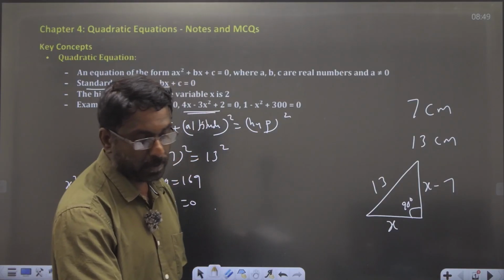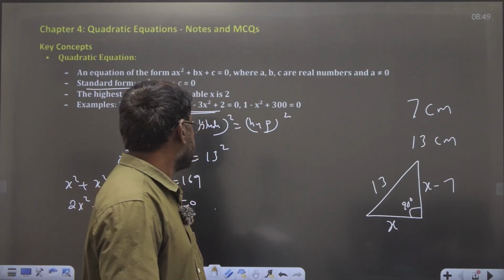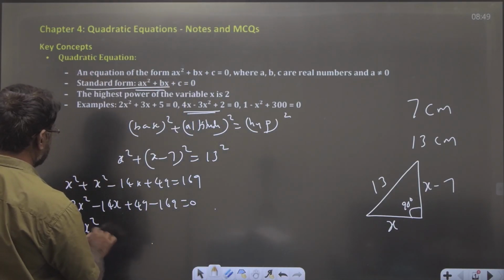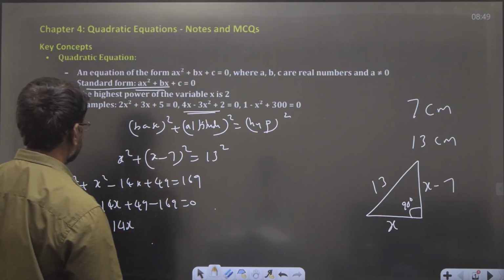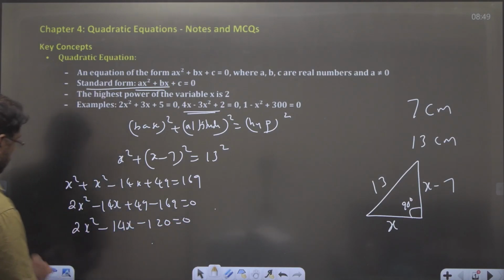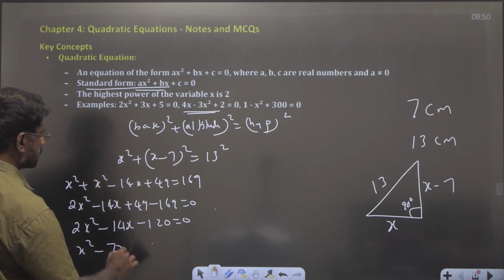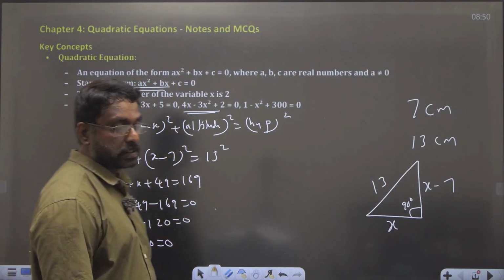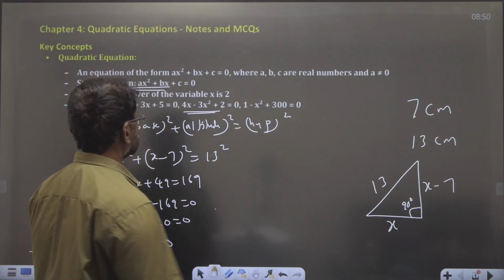So 2x square minus 14x, then minus 120 equal to 0. Here 2 is the common factor. Divide each term by 2. That is x square minus 7x minus 60 is equal to 0. We can factorize this equation. How can we solve it?